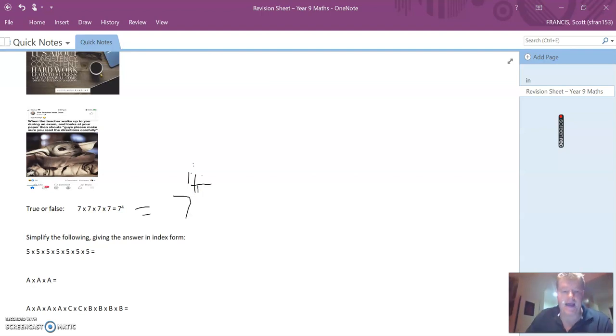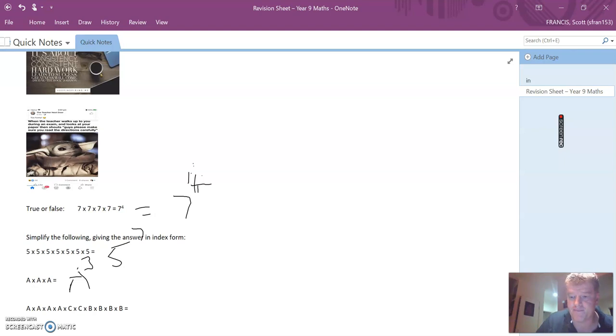Let's have a look at the next one. 5 times 5 times 5, a bunch of times together. Well, we can see from this the base is going to be 5. And if we count the times together, 1, 2, 3, 4, 5, 6, 7, it's going to be 5 raised to the power of 7. Next one. This time we're using letters rather than numbers, but the base is going to be a, and we've got a raised to the power of 3. It's multiplied together 3 times.